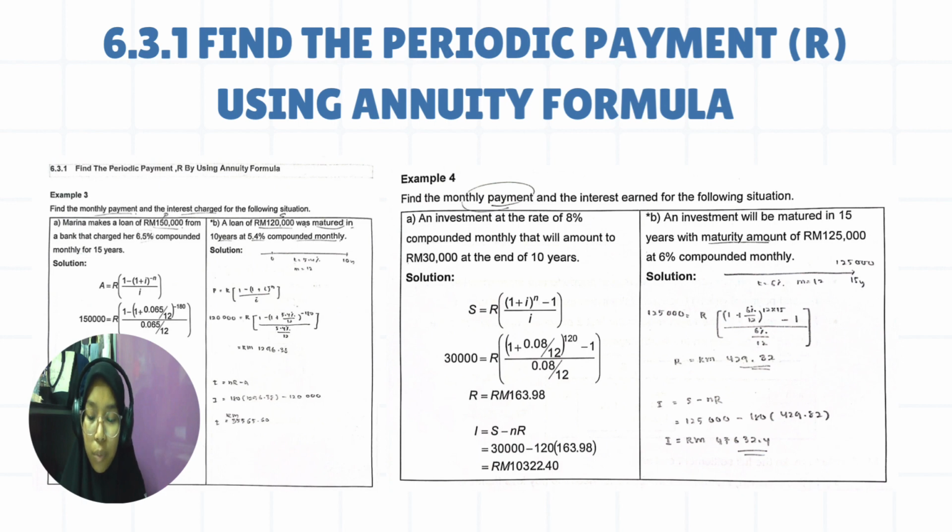For example 4, the question says an investment at the rate of 8% compounded monthly will amount to 30,000 at the end of 10 years. So we know that the 30,000 is the future value, so we have to use the formula of S. And if we want to find the interest, we use the formula I equals S minus N times R. So let's move on.